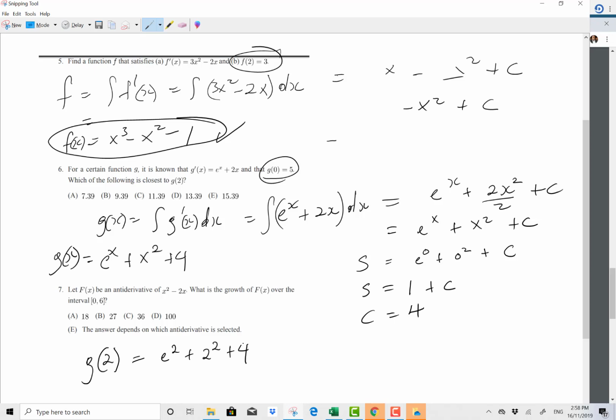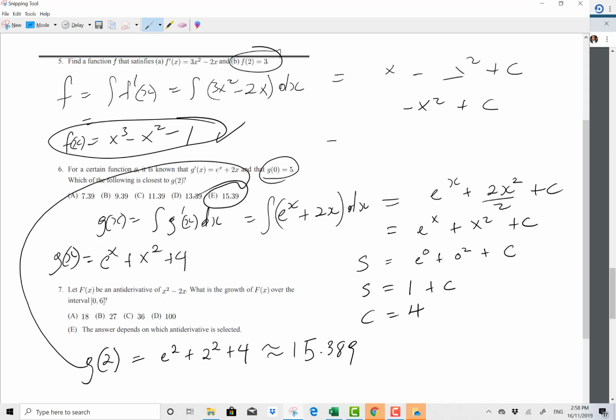Then we work that out and put that in the calculator. Let me work it out for you. That's going to be e squared plus 2 squared, so that's e squared plus 4 plus 4. It's going to be approximately equal to 15.389. So which value is the closest to this?